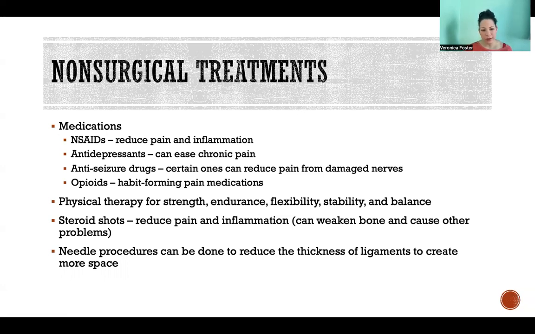There are also certain needle procedures that can be done. In the case that it's thick ligaments causing the problem, they can do these procedures where they put needles in and remove just little teeny bits of ligament to help create a little bit more space and try to soften up the ligament.